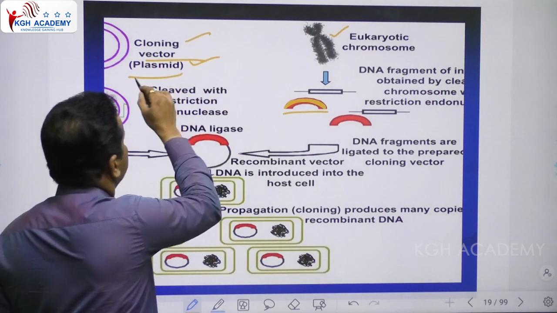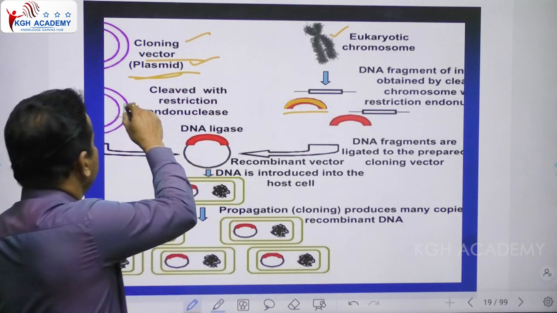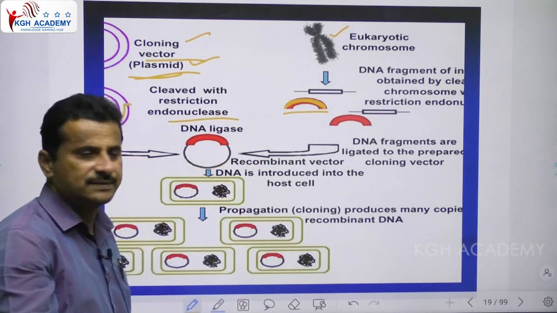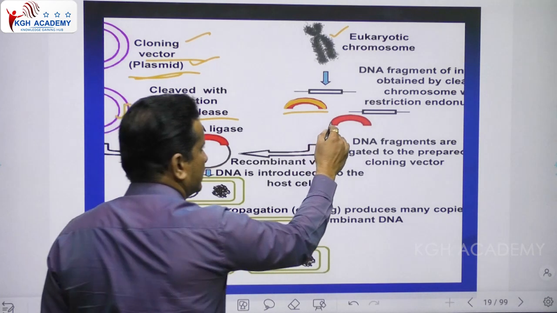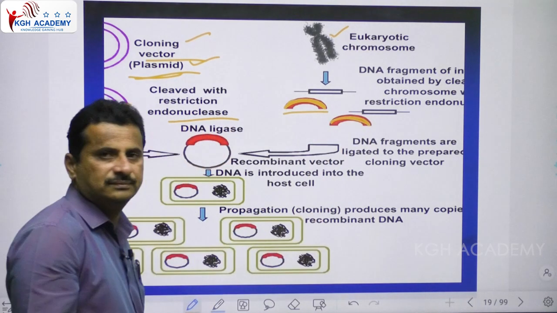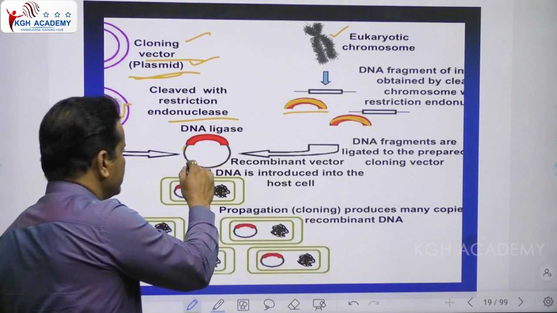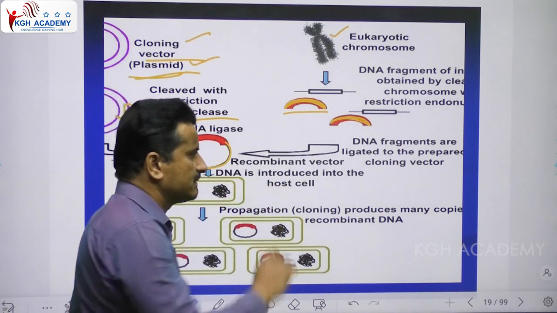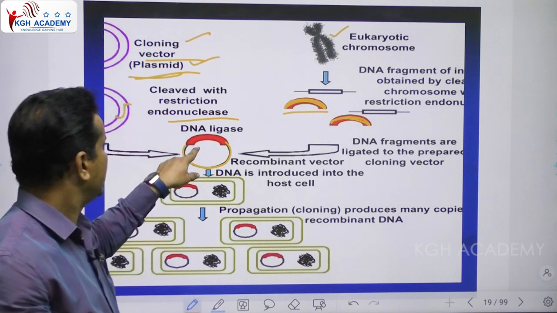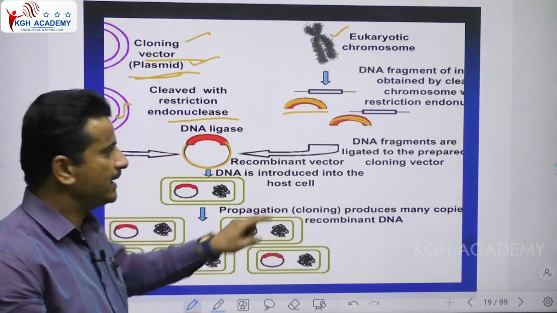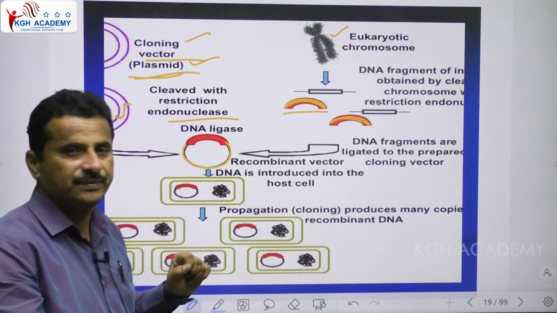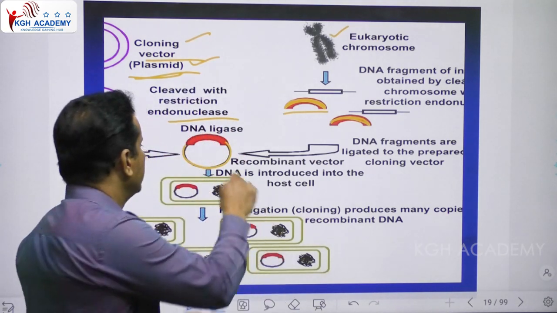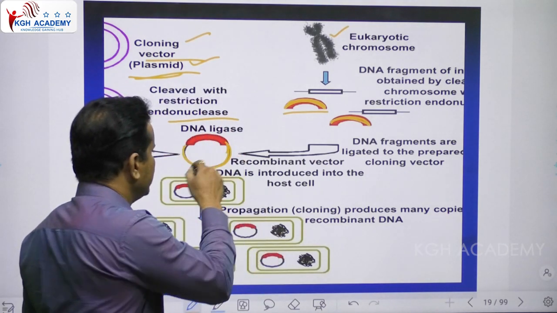See here, cloning vector plasmid. And next we cut this plasmid with the same restriction endonucleases. After cutting, next we add our interested gene here and paste it with ligase. See here, the cutting of this plasmid, and next we add this gene here. Next, pasting: DNA fragments are ligated to the prepared cloning vector. Now our interested gene is present in this vector.